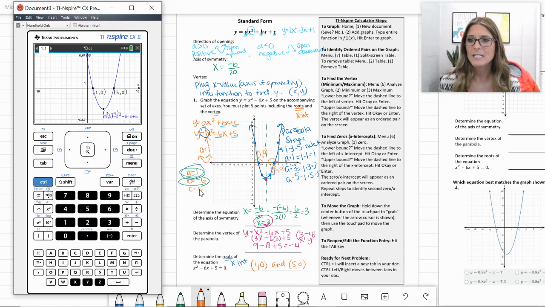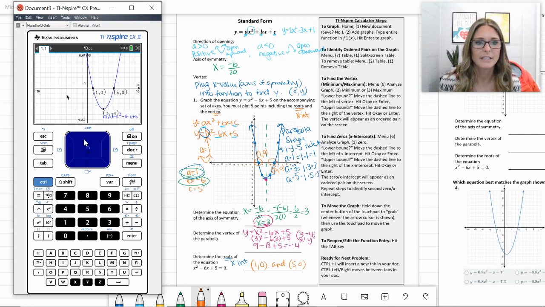So let's say the parabola is hard to see. Maybe it's kind of off the graph a little bit. Maybe it's a little bit high. I need to be able to see my parabola better. You can take your keypad and wherever your mouse is indicated, if you hold down that center button, let me see if I can get it. There we go.